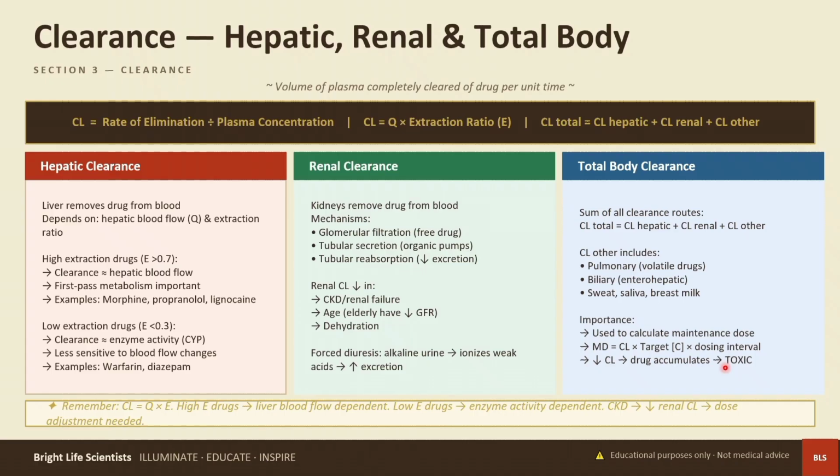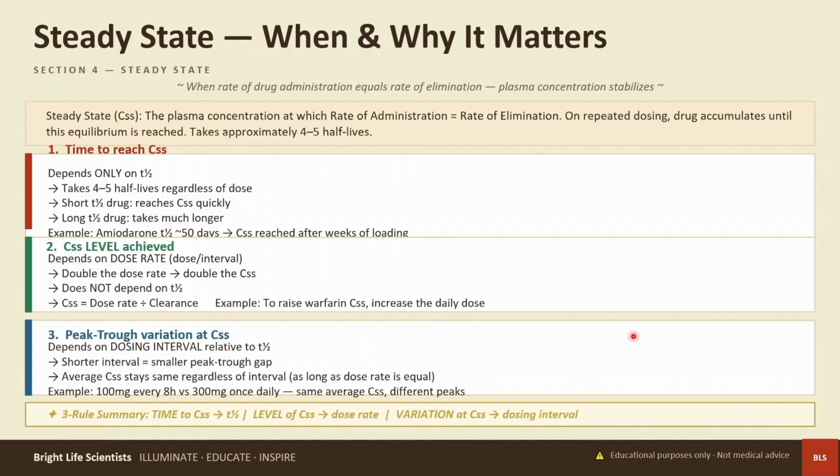Steady state: when and why it matters. Steady state is the plasma concentration at which the rate of drug administration exactly equals the rate of elimination. On repeated dosing, drug accumulates until this equilibrium is reached. There are three separate rules governing steady state, and each depends on a different pharmacokinetic parameter. This is where many students go wrong by mixing them up.